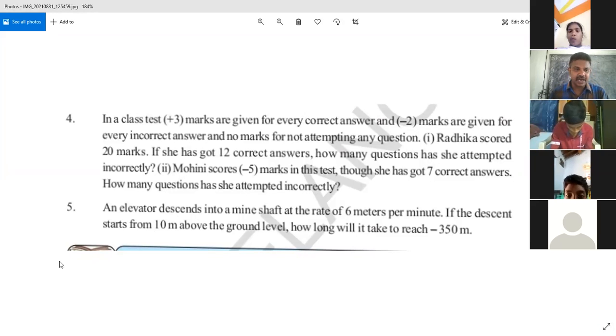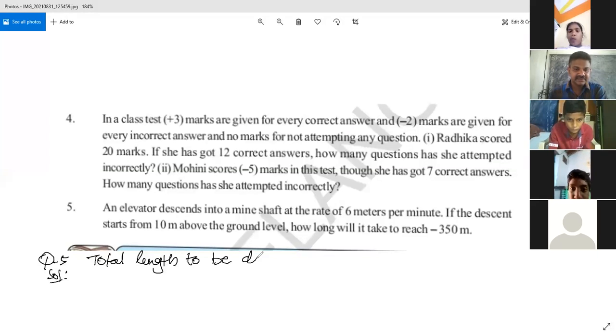So the total length to be descent. First of all, you just write now. Question number 5. Solution. Total length to be descent, that equals 350 minus, already it is above the ground level.